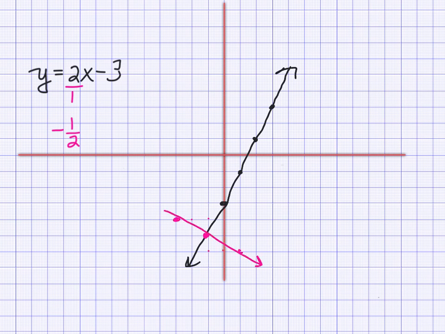There's my perpendicular line. Or maybe I start here, up 1, 2 to the left, down 1, 2 to the right. There's my perpendicular line. So opposite sign, reciprocal of the slope.